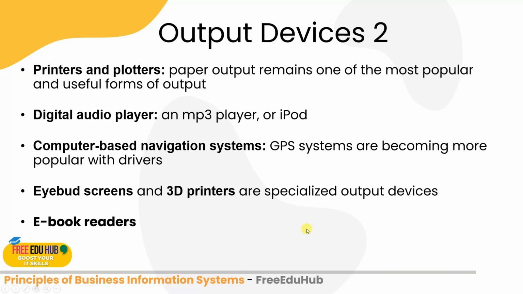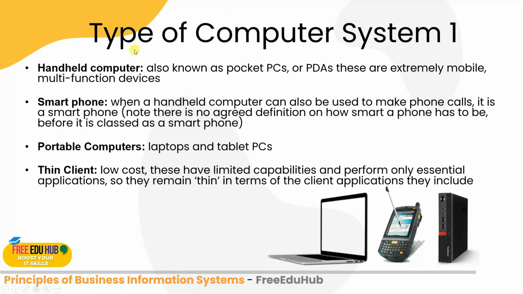Then we have types of computer systems. In types of computer systems, we have handhelds, also known as pocket PCs or PDAs, that are extremely mobile, multifunctional devices, just like this one, which, as I explained earlier, are usually used by logistics staff or the guys who deliver items at your home.